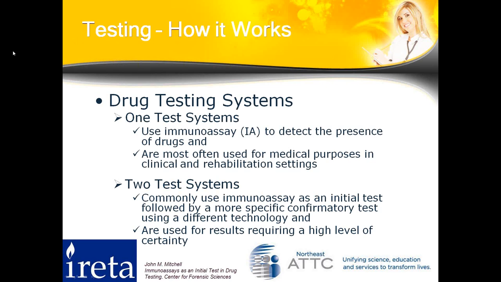When we think about drug testing, there is the one test system and the two test system. The one test system uses the immunoassay to detect the presence of drug, and that's most often used for medical purposes and in our clinical and rehabilitation setting. The two test system uses that same initial result and then a confirmatory test using different technology. In-house testing is a one test system. Most lab tests are also a one test system unless we request a confirmatory test to be done on a positive.